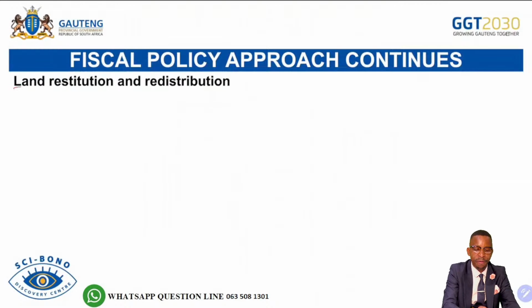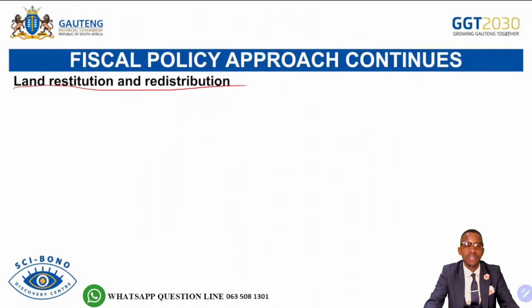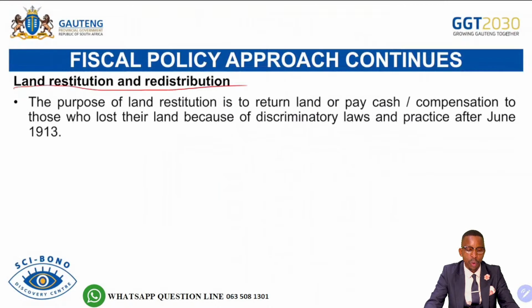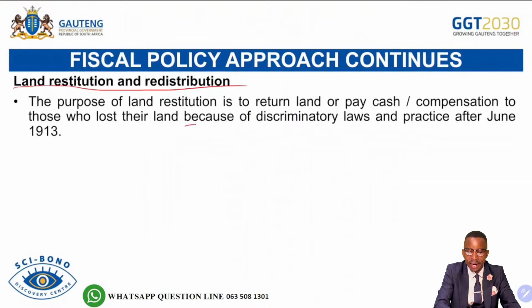Remember, these are land reform policies. So in this case, the state intervenes by doing what? With the purpose of land redistribution, it gives back a portion of land to people that lost it forcefully because of apartheid discriminatory laws. So that land can be used for farming or agricultural purposes the most. The purpose of land restitution is to return land or pay cash or compensation to those who lost their land because of discriminatory laws after June 1913. So under land restitution, the state will give them monetary compensation for the land that was lost.